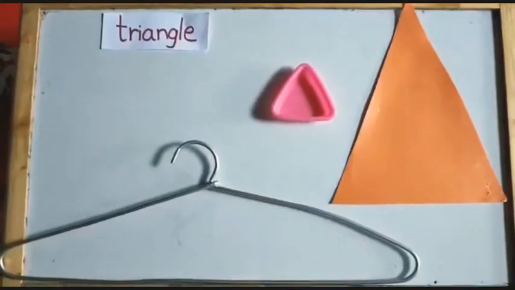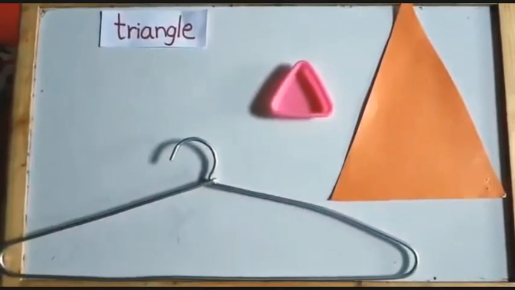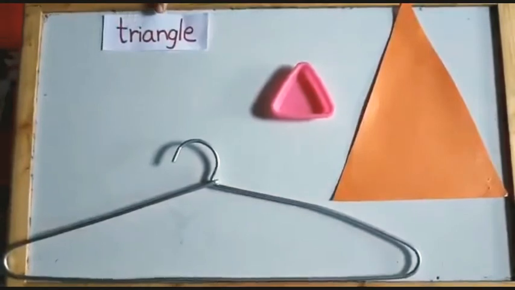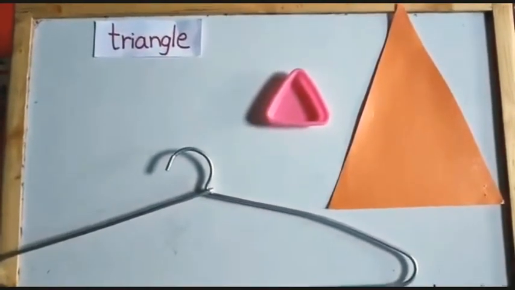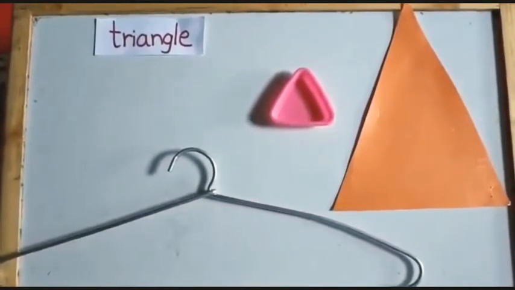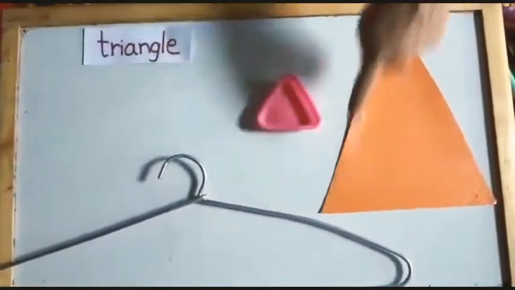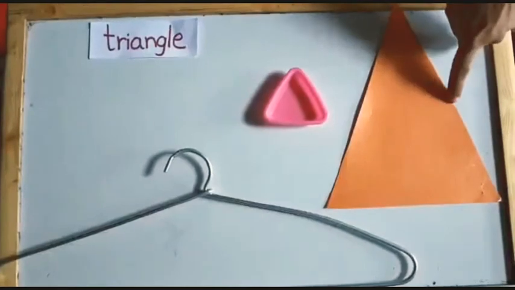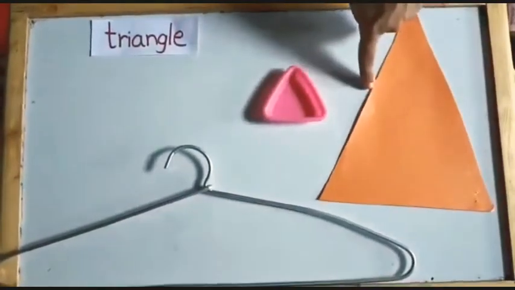So children, this is our next shape, that is a triangle. Okay, so children, a triangle has 3 corners. 1, 2 and 3. Yes, and it has 3 sides. 1 side, 2 sides and 3 sides.